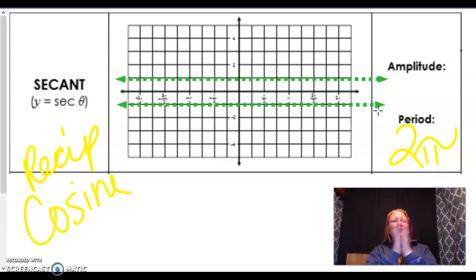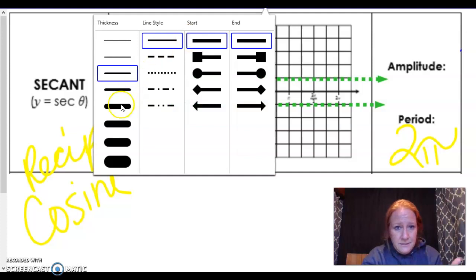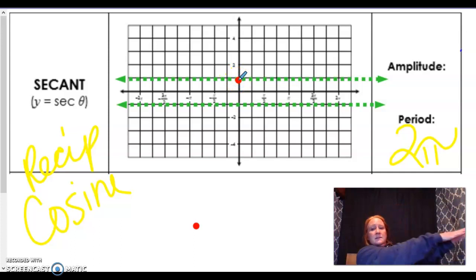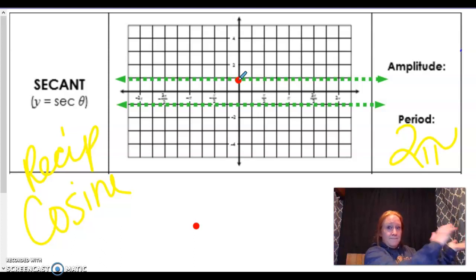Now I've got to think, cosine, cosine, cosine. Does it start high, medium, or low? It starts high. So I'm going to grab a red. I like to use red as a starting point so I don't lose it. It starts here because at 0 radians, cosine is the x value, and the x value there is 1. Then it goes down and bottoms out at pi, but it gets back up here at 2 pi. So let's do those red dots.